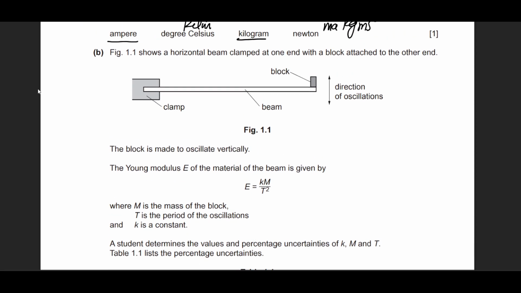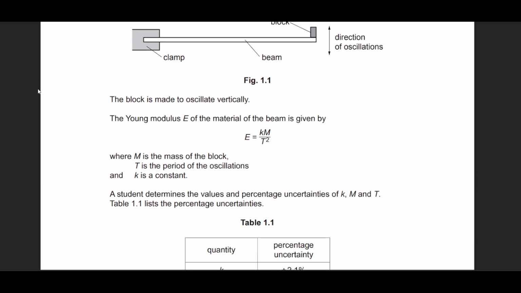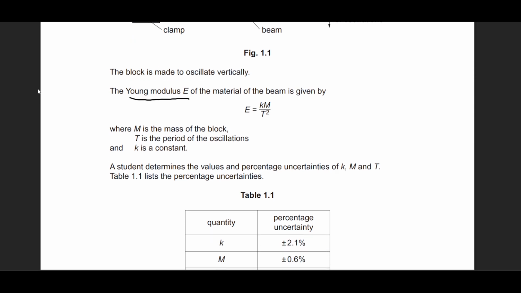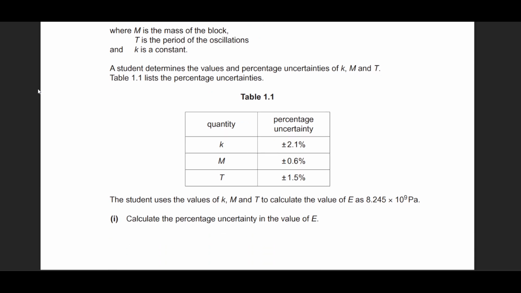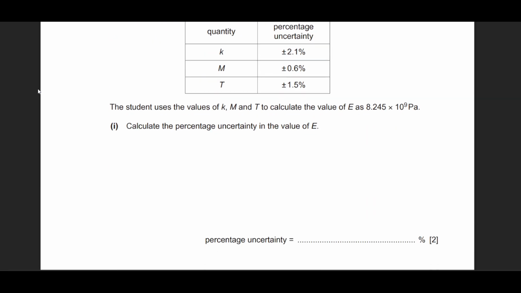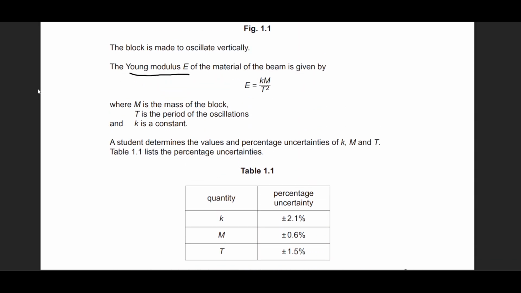Okay, so he says that this is the direction of oscillation. Okay, fine. We're not concerned with the formulas, but we do need to understand what each variable represents so that we can at least calculate the units or whatever the type of question may be. M is the mass and T is the period, K is a constant. Percentage uncertainties are given to you. He said calculate the percentage uncertainty in E. So we need to understand how E is being calculated.